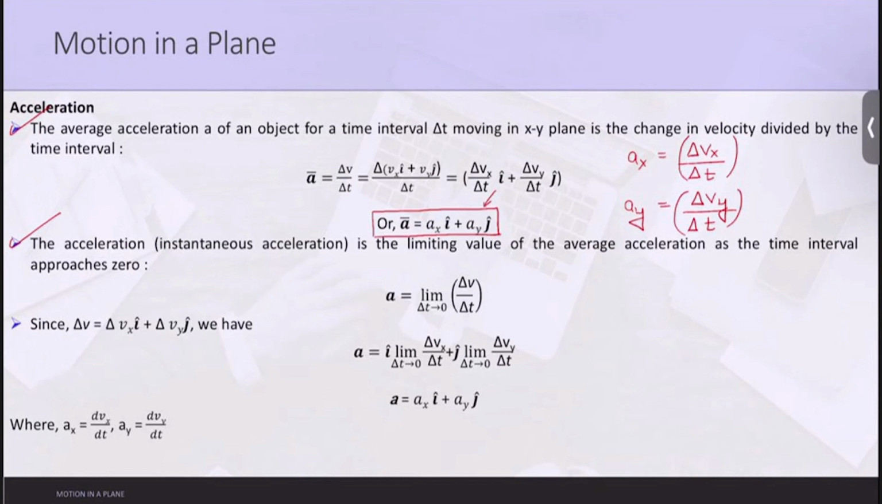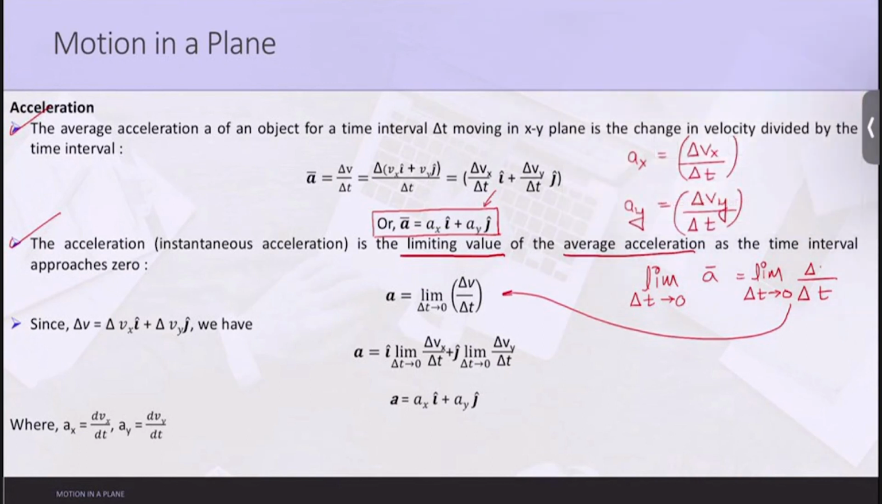Next, the instantaneous acceleration is the limiting value. To understand the limiting value, we write this as limit delta t tending to 0 of the average acceleration, a bar. Now we know this is nothing but equal to limit delta t tending to 0 of delta v upon delta t, as the time interval approaches 0. That is why we wrote delta t tending to 0.